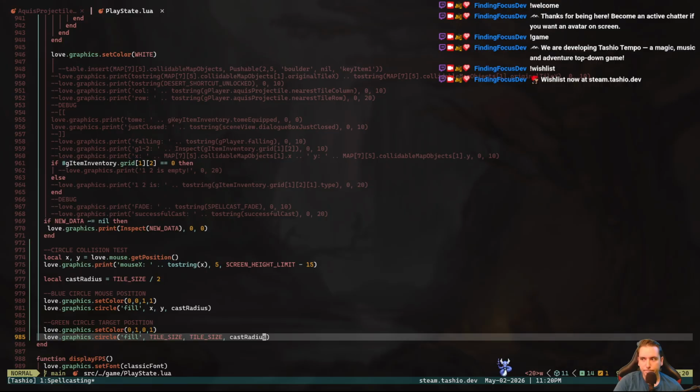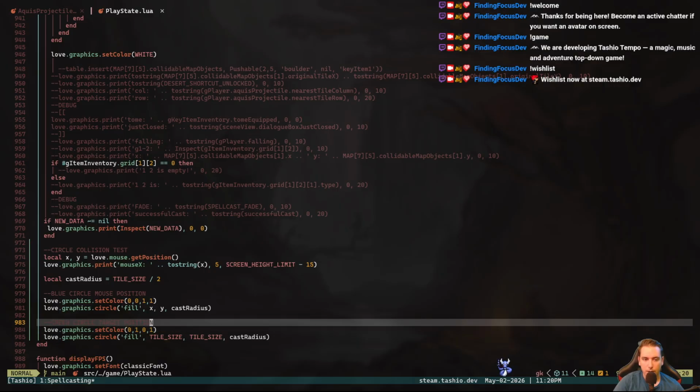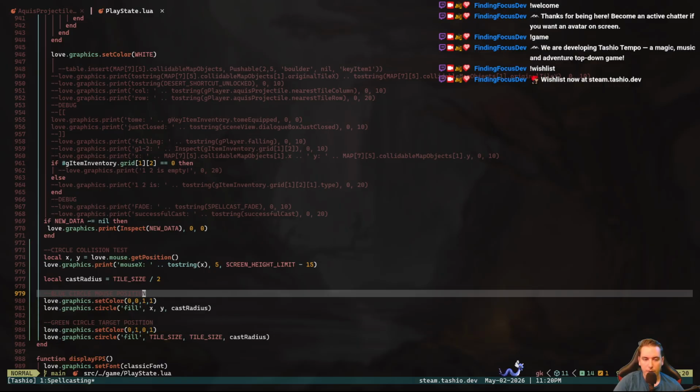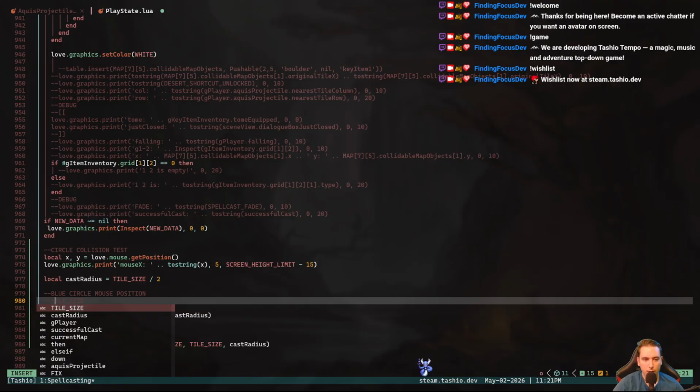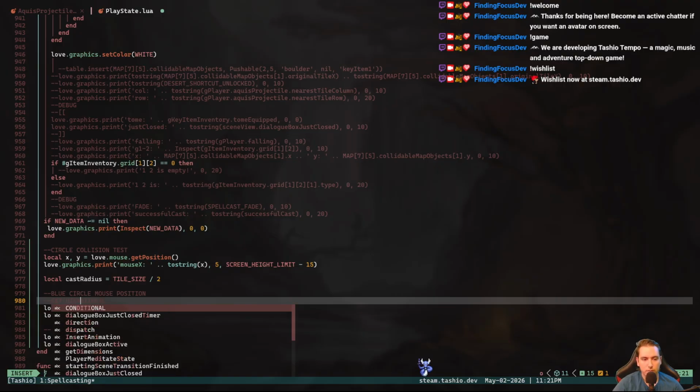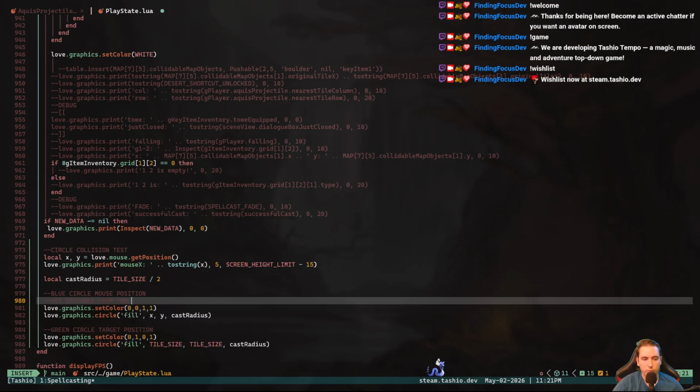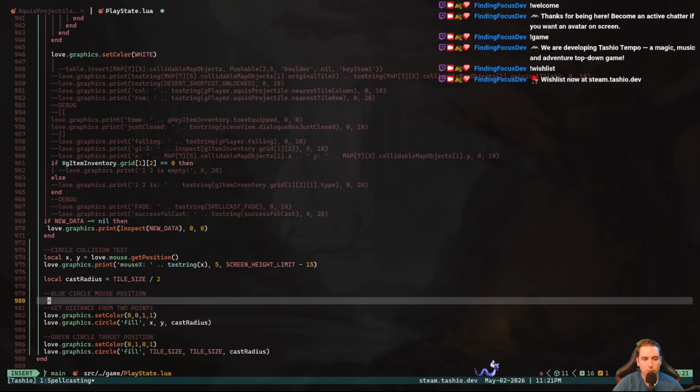Okay, so now we're rendering the circles based on this variable size, and now we need to check using this radius, right? It's almost like we need a method. Yeah, this is just proof of concept, so we're just going to go with the flow for right now. But I think what I want to do is first get distance from 2 points. So that's the first thing we're doing.